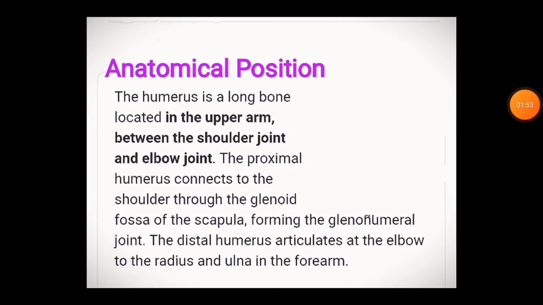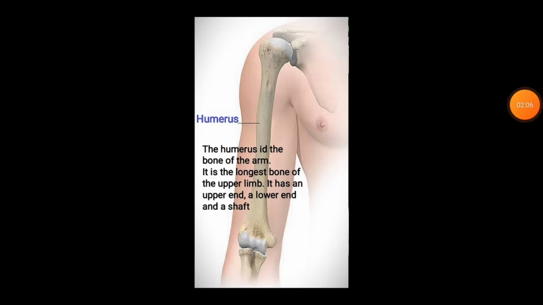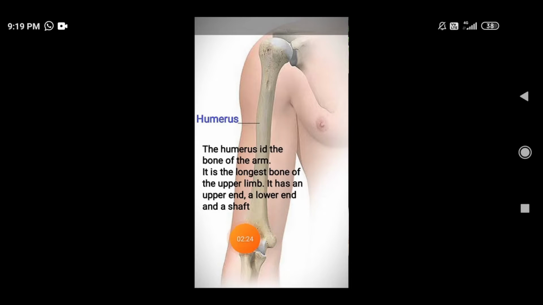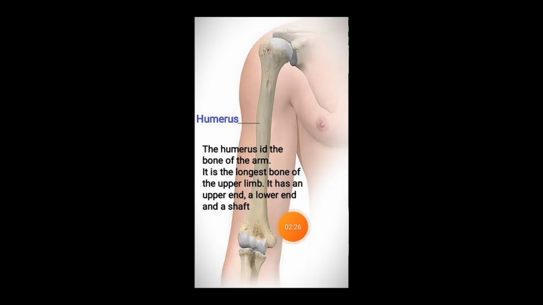Now talking about the anatomical position of the humerus. The humerus is a long bone located in the upper arm between the shoulder joint and the elbow joint. The proximal humerus connects to the shoulder through the glenoid fossa of the scapula, forming the glenohumeral joint, and the distal humerus articulates at the elbow with the radius and ulna in the forearm.